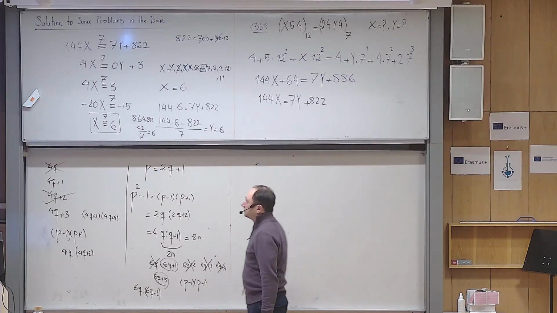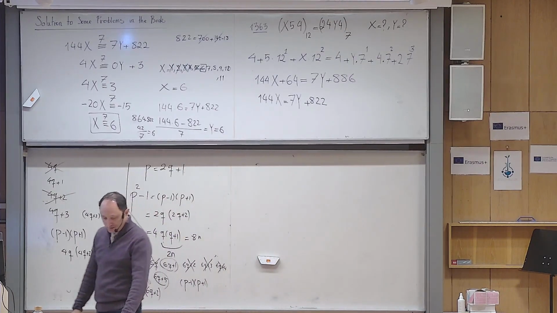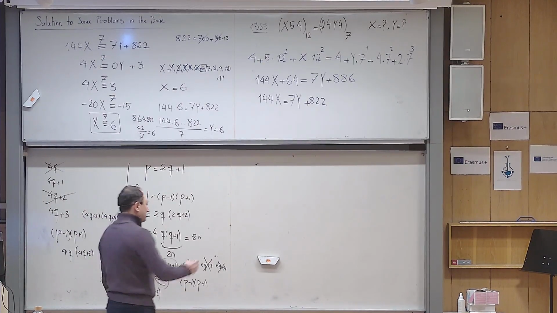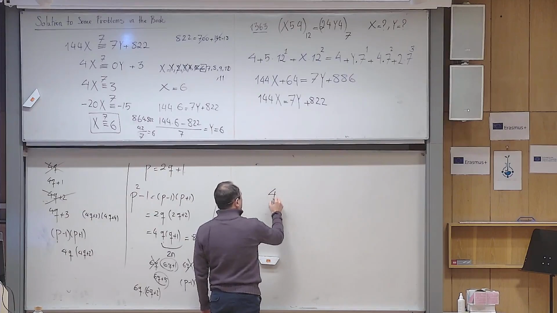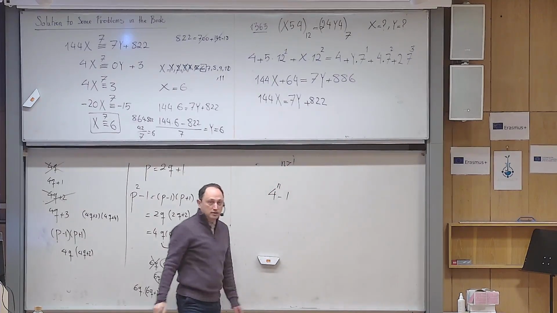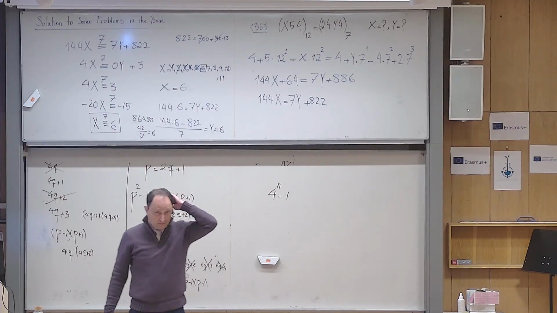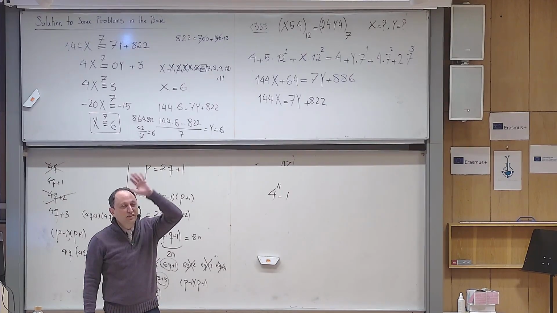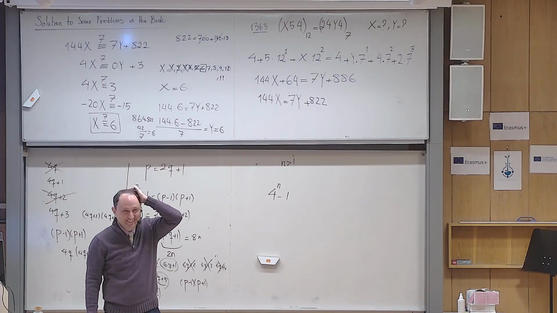Why? Okay, let us finish that because it is simple. Why is 4 to the power of n minus 1 not prime if n is greater than 1? Yeah, this is extremely simple.